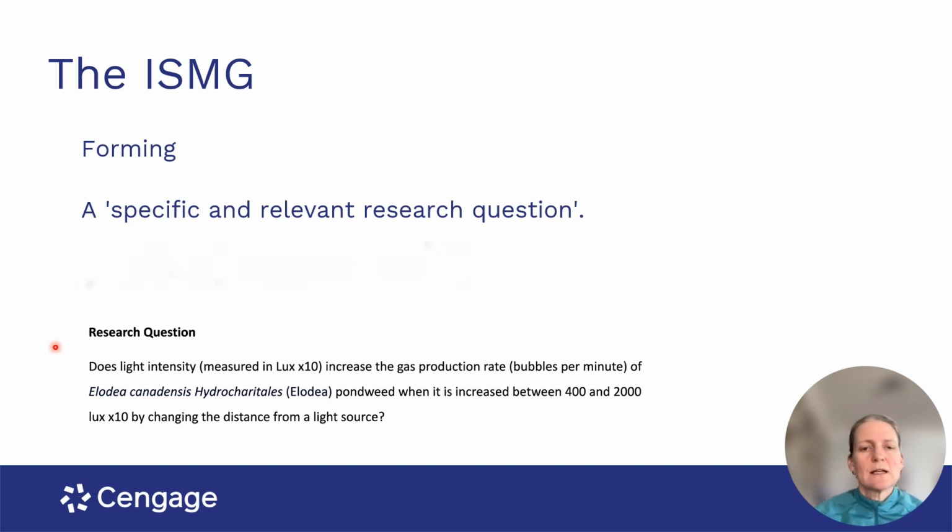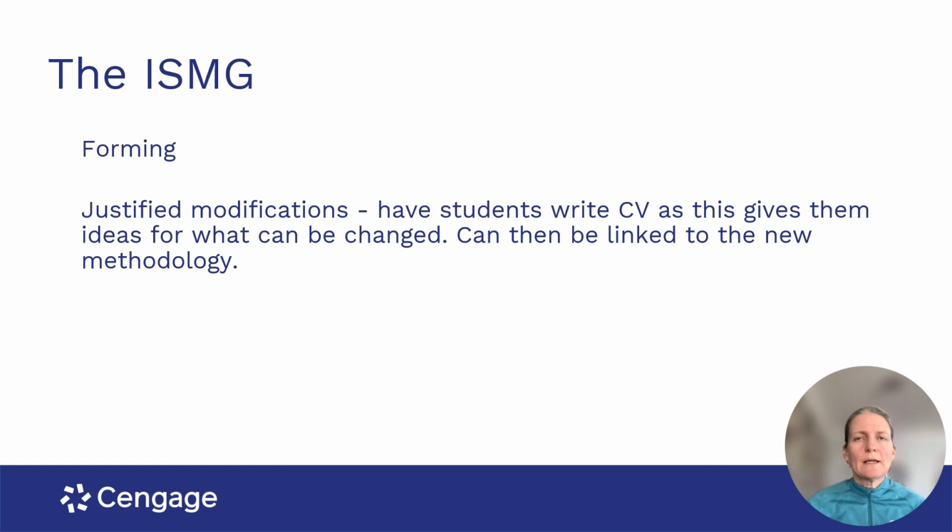So students can actually take the research question that's provided either in the textbook or that they've worked on themselves and have some idea of how they would take that from being relevant, because most kids can generally get a relevant research question. It's making it specific that they find challenging. So we have hopefully provided some examples of those relevant research questions and those that are specific and relevant in the textbook. Sticking with forming, the justified modifications to the methodology.